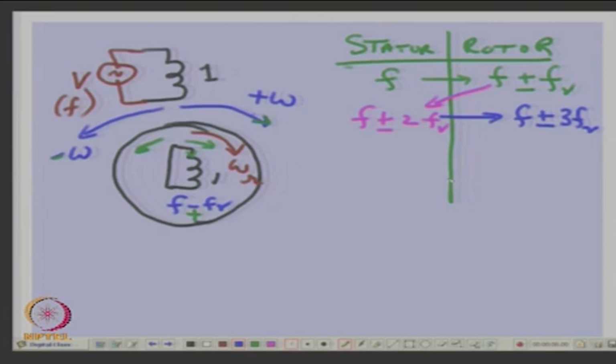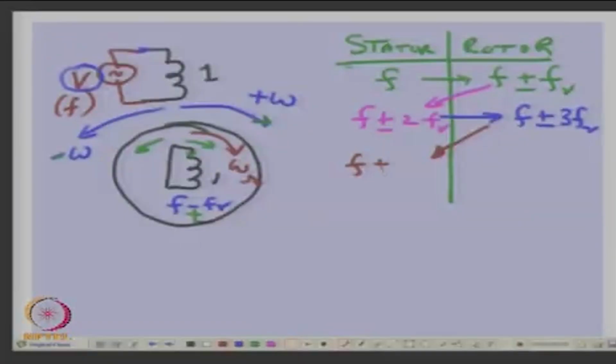So, only the fundamental is the one which you are impressing, all others are induced, because it is a shorted rotor. By basic circuit theory, for any other voltage induced, the voltage source would be a short circuit, is it not? Any other voltage induced, your source will be taken as a short circuit. So, that will be a closed loop as far as the inducing is concerned.